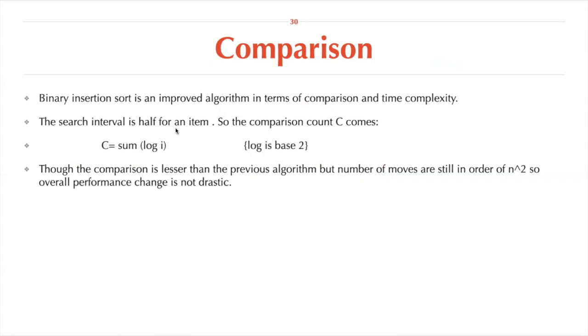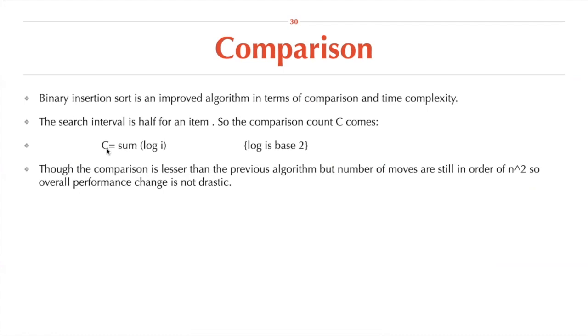The search interval is halved for each item, so the comparison count comes to the sum of log i, where log is base 2 here. Accordingly, log base 2 of i is the comparison count for the ith element, so for all the elements the count will be the sum of these log i. For the calculation of this, they take the integral from 1 to n, and the complexity comes in the order of n log n. Okay, so it is quite a lot lesser than n square.